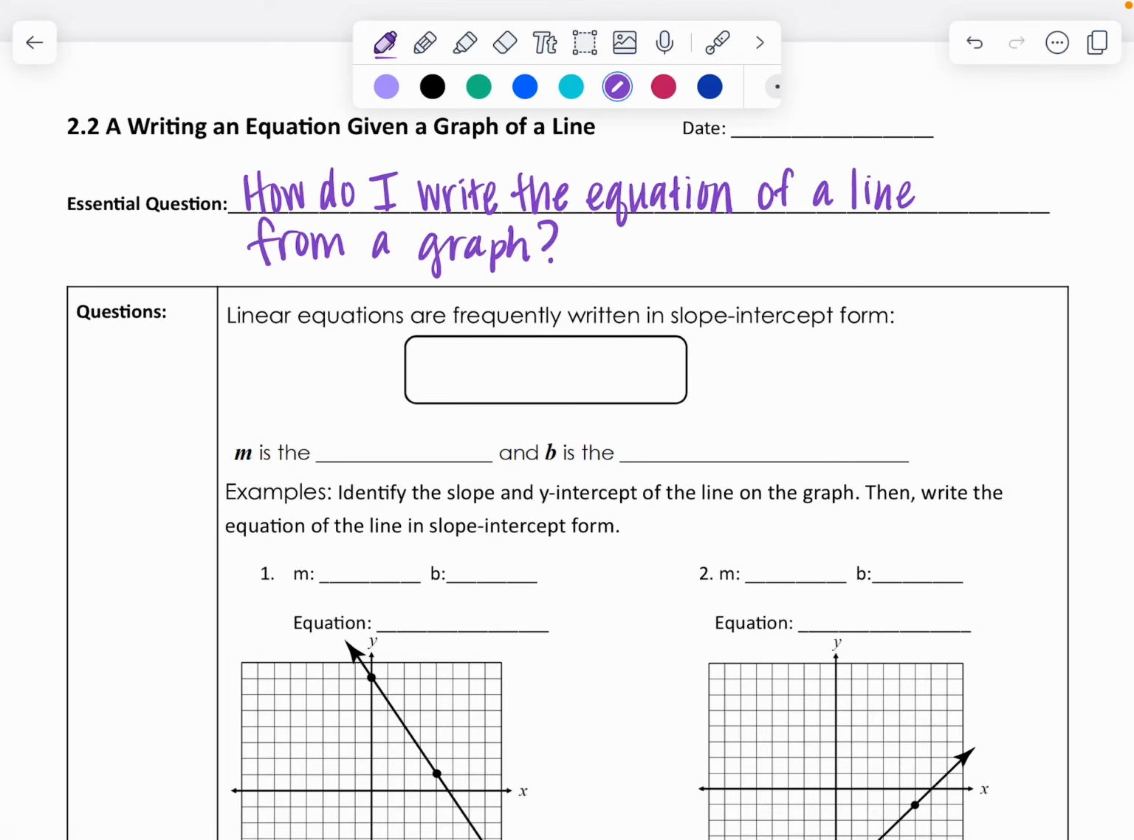Today I'll be showing you how to write an equation of a line by looking at the graph of that line. So we've learned that linear equations are frequently written in slope-intercept form, which is y equals mx plus b, where m is the slope and b is the y-intercept.